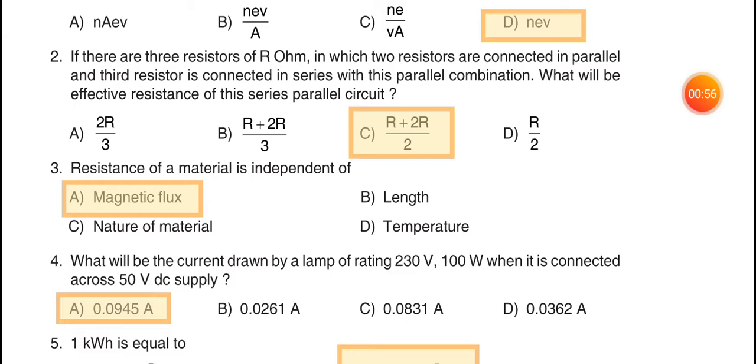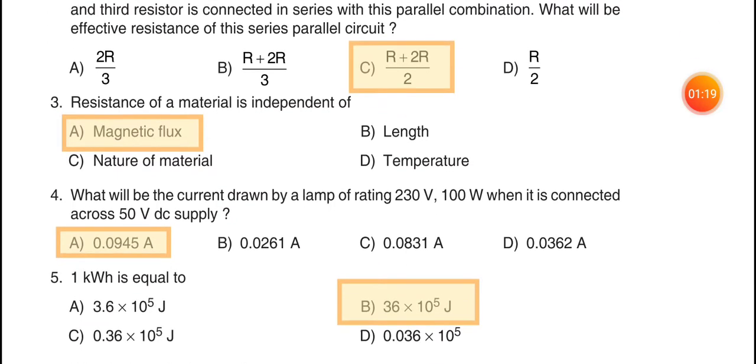Second question. If there are three resistors of R ohm in which two resistors are connected in parallel and the third resistor is connected in series with this parallel combination, what will be the effective resistance of the series parallel circuit? Answer option C, R plus R by 2.